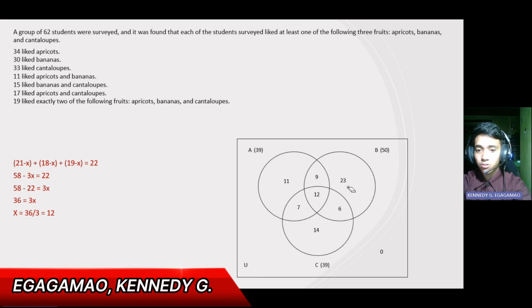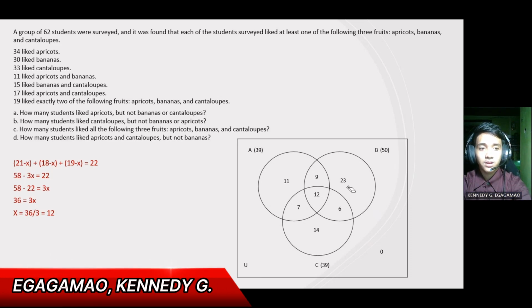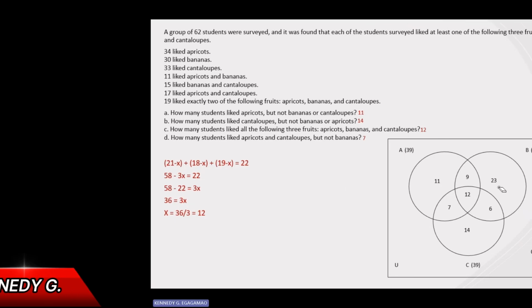Let's move on to the next question. So we have 4 questions. How many students like apricots but not bananas or cantaloupes? The answer is 11. How many students like cantaloupes but not bananas or apricots? The answer is 14. How many students like all of the following 3 fruits, apricots, bananas, and cantaloupes? The answer is 12. How many students like apricots and cantaloupes but not bananas? The answer is 7.